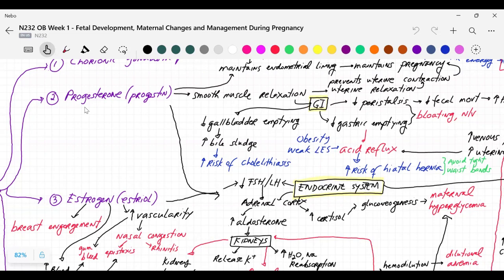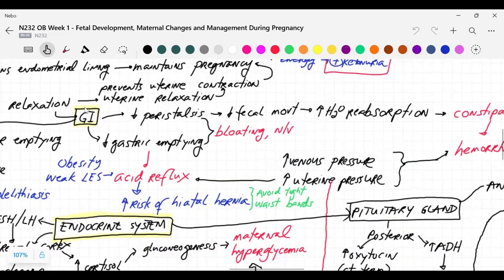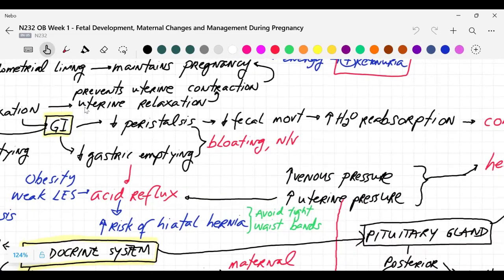So it has that purpose with regard to the uterus, but because it also relaxes the GI system, a couple of things happen. Let's start with this: when the GI system is not moving, there's decreased peristalsis, right? What is peristalsis? It's movement of the gut, of the GI system. That's how the food moves down, right? So if there's decreased peristalsis, then the food doesn't move as fast.